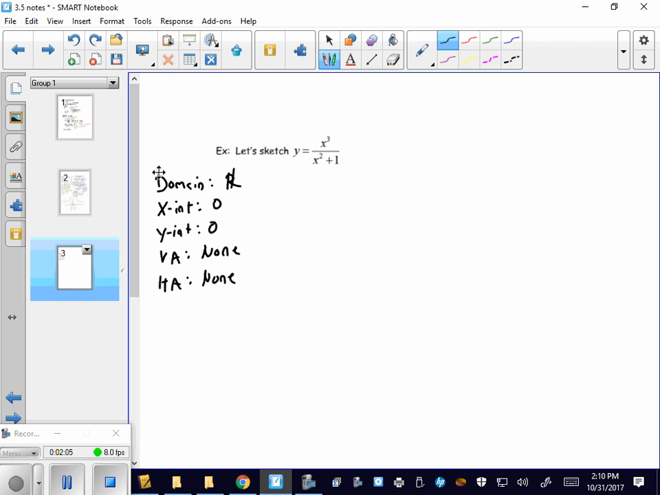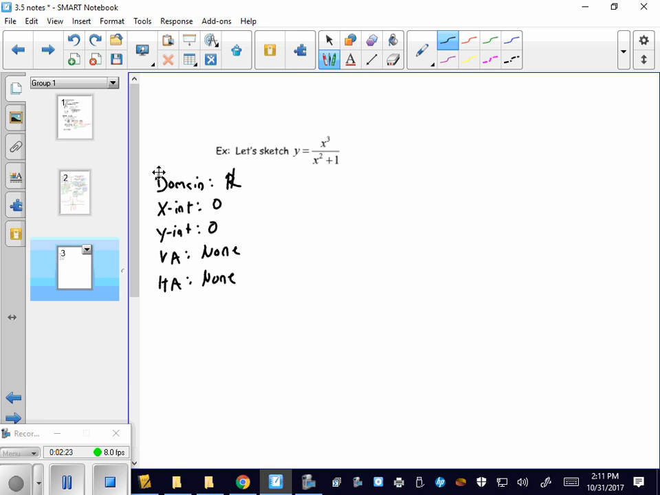And just an FYI, if you have a slant asymptote, you will never have a horizontal asymptote, because the degree is always 1 higher on the top than it is on the bottom. So you can never have a horizontal and a slant asymptote. You can have a vertical and a slant asymptote, but just never a horizontal and slant at the same time.